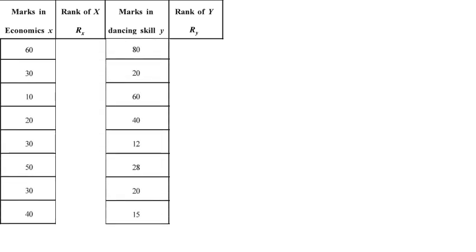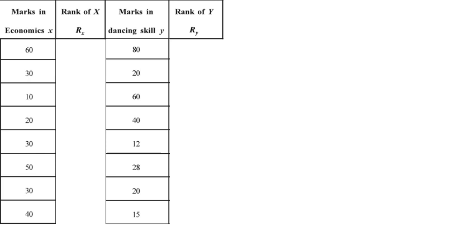Write down the headings like this: marks in economics, that is X, its rank; marks in dancing skill, that is Y, its rank. Write down the question as it is: marks in economics and the marks in dancing skill. Once you are done with that, we have to start by giving ranks.